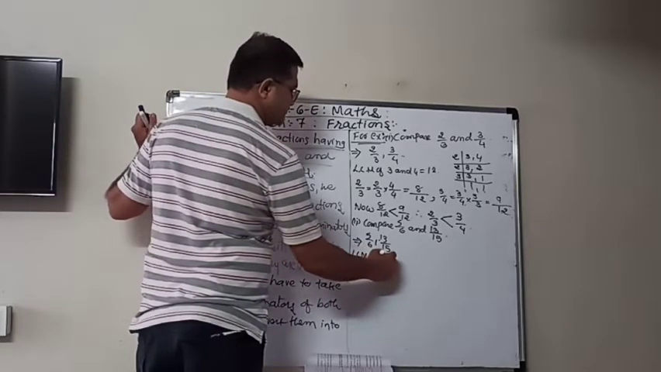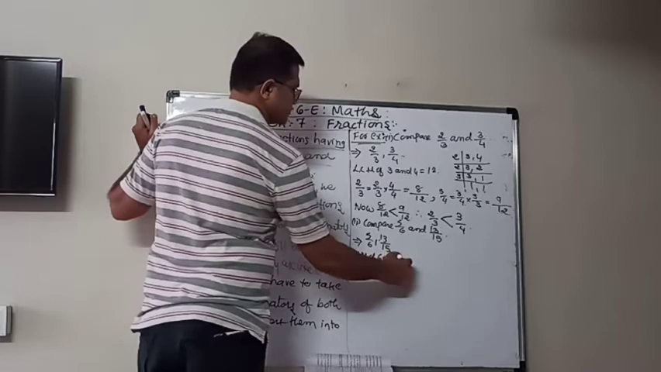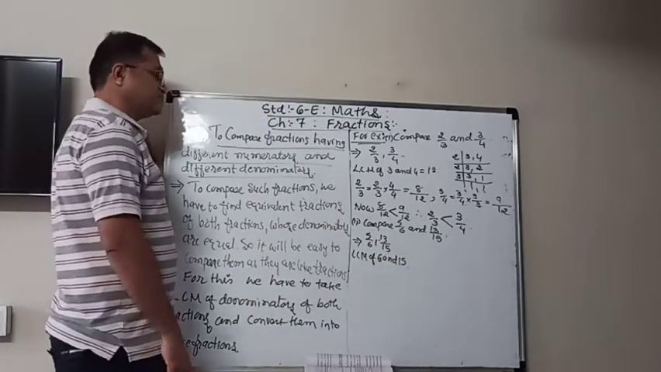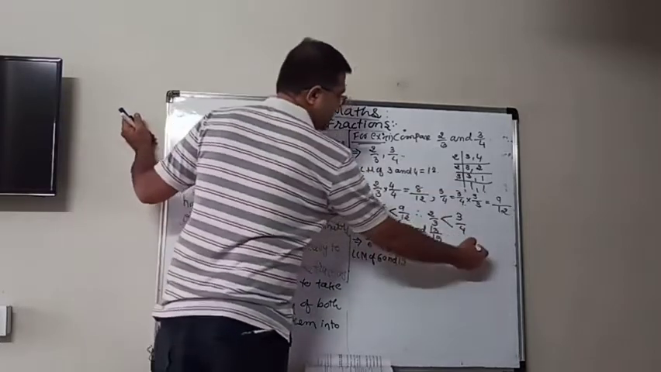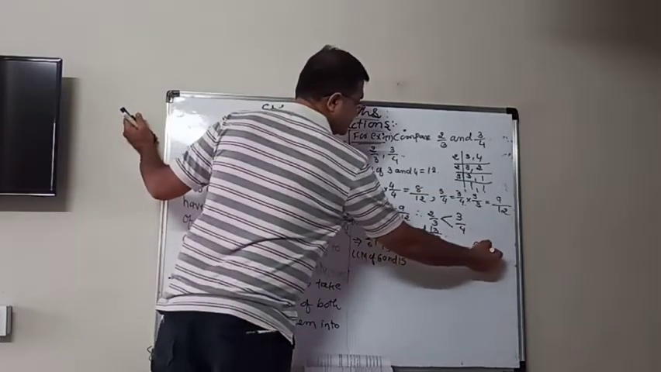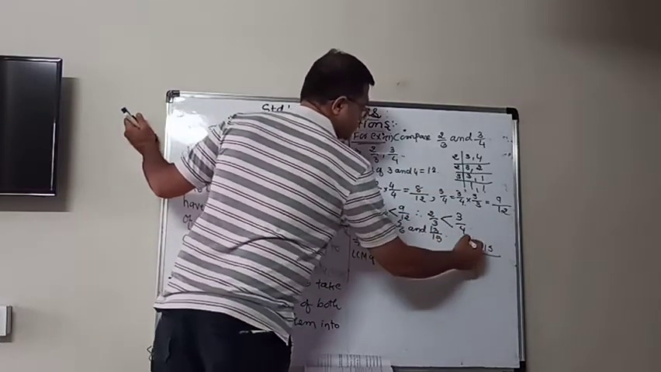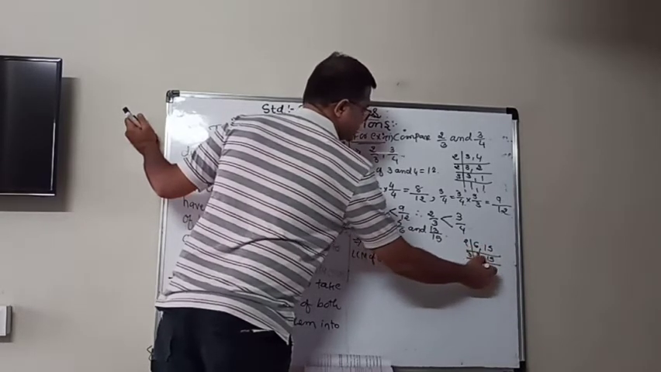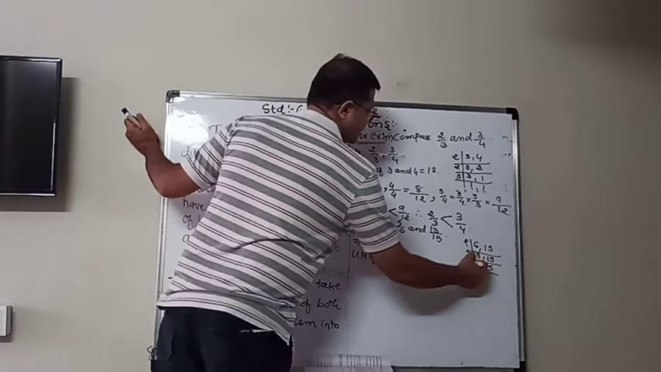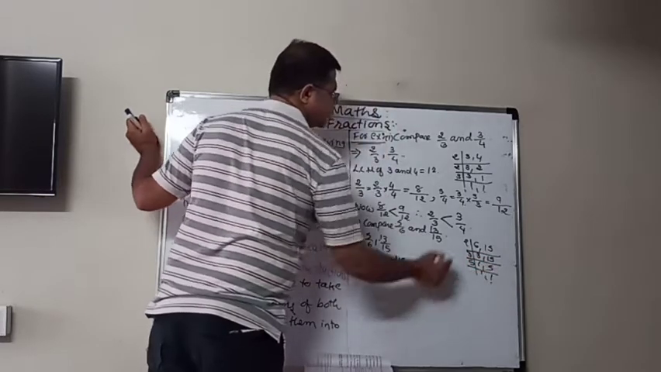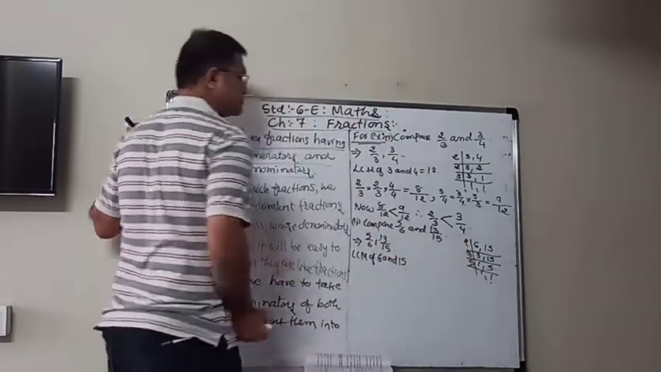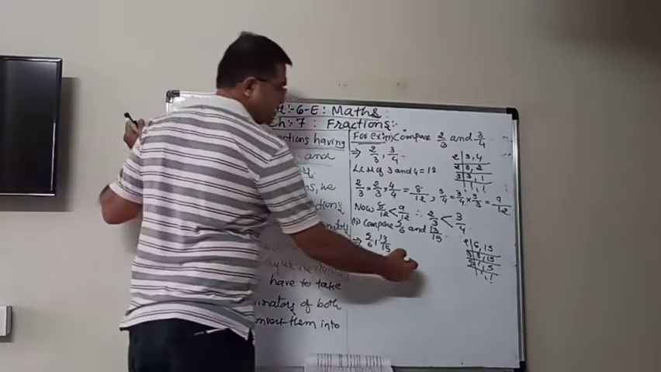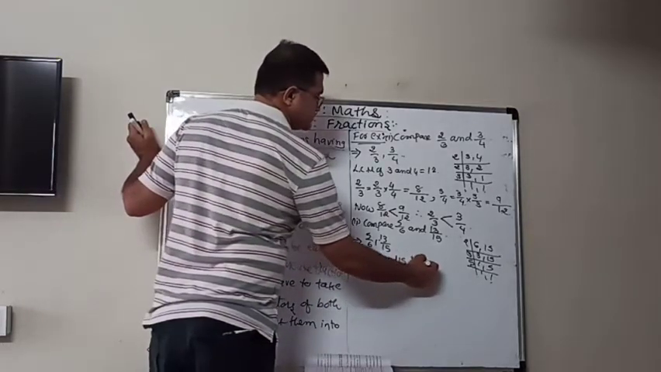LCM of 6 and 15. If you can't do direct LCM, you have to do it like that, 6 and 15. 3 2s are 6... 3 1s are 3, 5 1s are 5. So 2 3s are 6, 6 5s are 30. So LCM of 6 and 15 is 30.